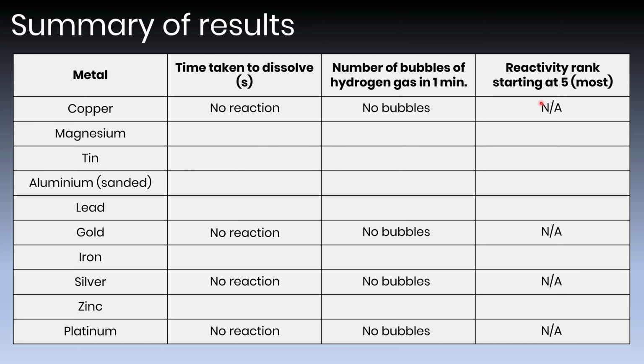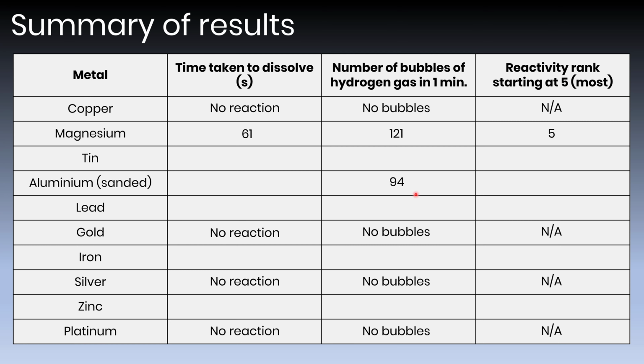The most reactive of our metals turned out to be magnesium. Magnesium gave off 121 bubbles in 1 minute. Realistically, that would be very difficult to count. It dissolved in 61 seconds. So therefore, its reactivity rank, starting at 5, because we ranked calcium earlier as number 4, is number 5, the most reactive of this set of metals.